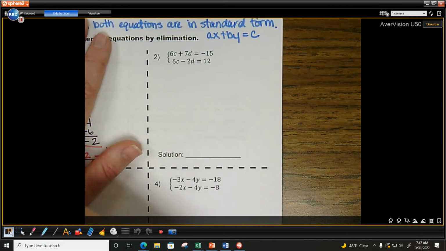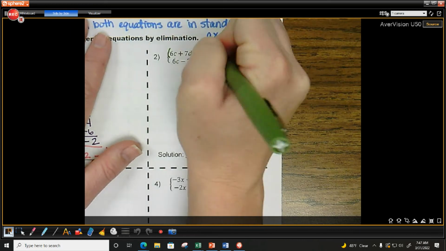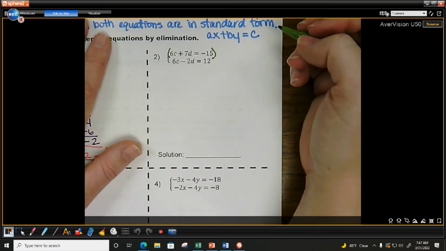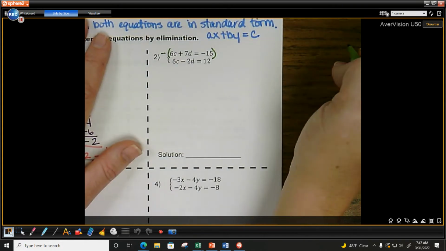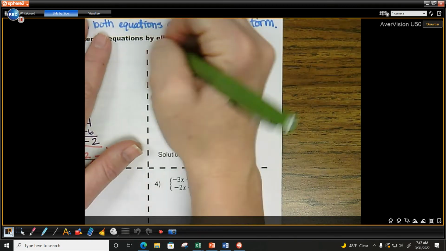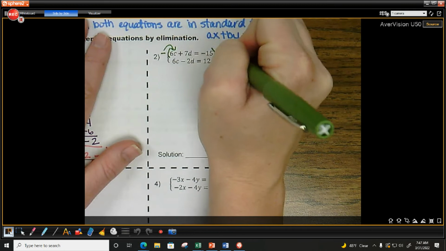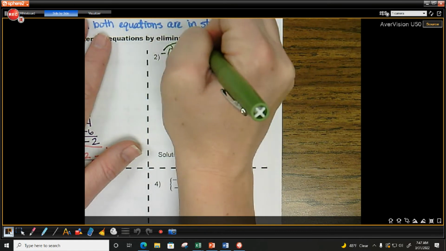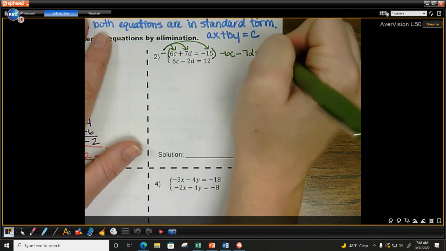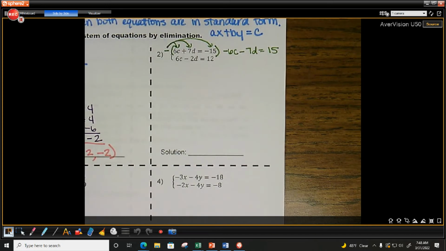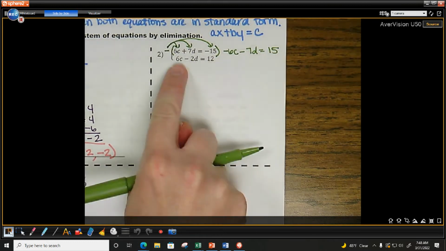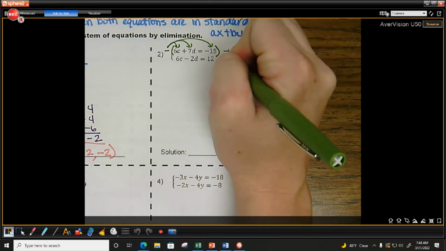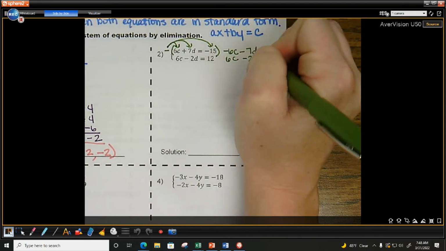Multiply the whole equation by a negative. The only thing I needed to change was the sign. Okay, so I'm going to put a negative. Our phones are away, right? Okay, so I'm multiplying the whole equation by a negative. So this becomes negative 6c minus 7d equals positive 15. Are we good with that? I'm not going to change my second equation, so I'm just going to drop my second equation below the one that I did just change.